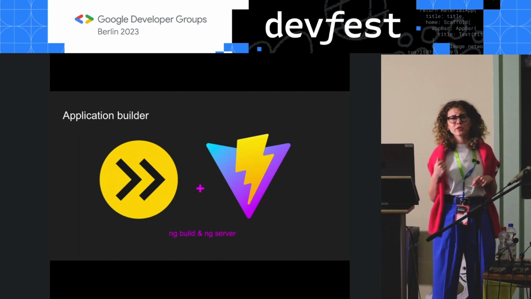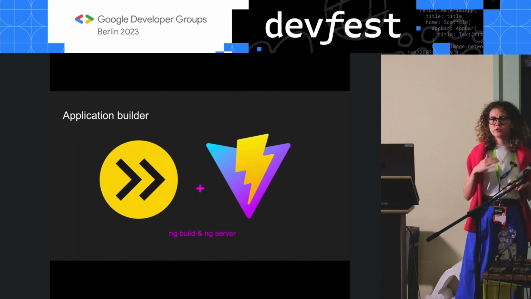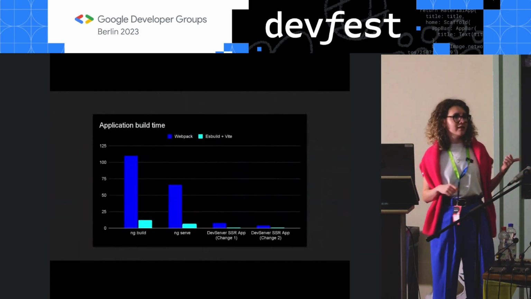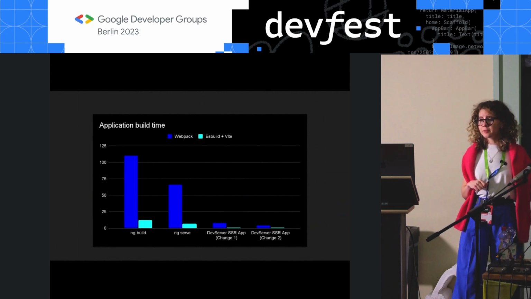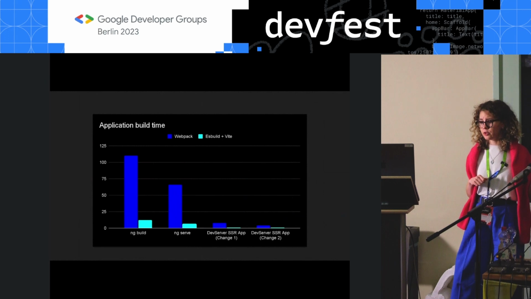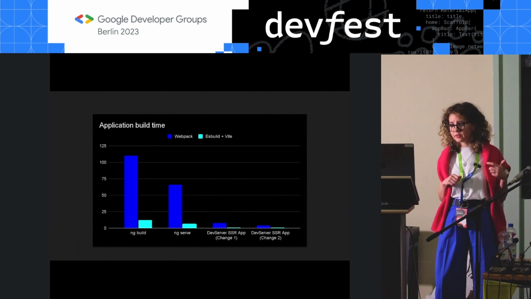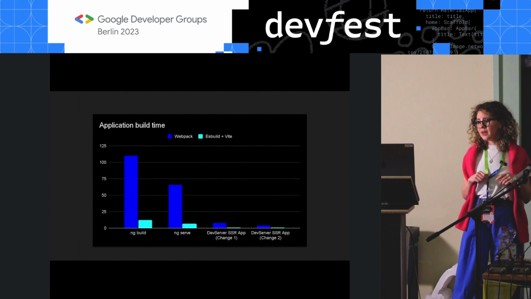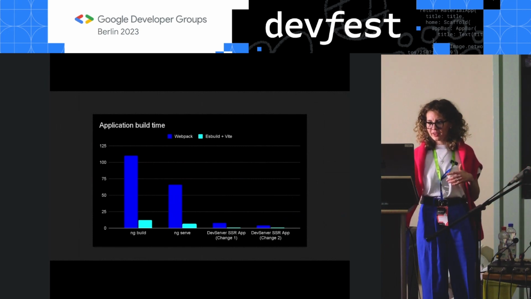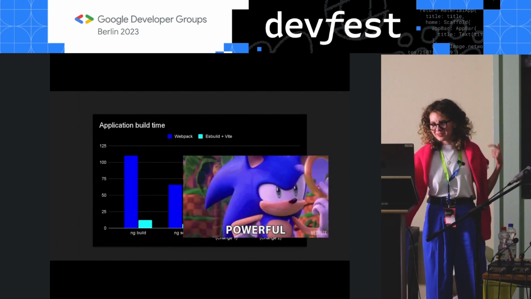Now, the combination of both promises to increase your ng build and ng serve speed dramatically. And by dramatically, I really mean it. I mean, look at this graph. These are the speed differences between version 17 and earlier versions. So Webpack versus ESBuild plus Vite. Now, I hope when you try it out for yourself, you're going to feel like Sonic, fast and powerful, because that's the reference I have from my childhood.